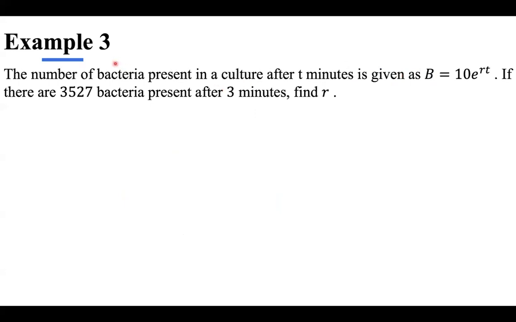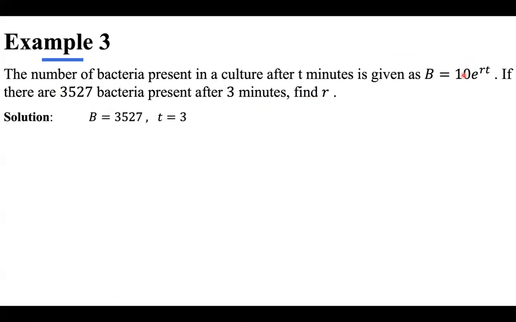Example 3. The number of bacteria present in a culture after t minutes is given as B equals 10e to the r times t. If there are 3,527 bacteria present after 3 minutes, find r, or the rate. Okay, so the number of bacteria increased to 3,527 after 3 minutes from the initial amount of 10. 10 is the initial amount.